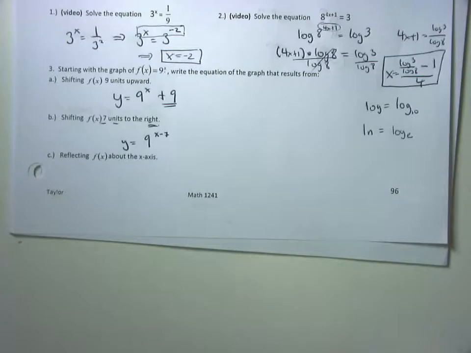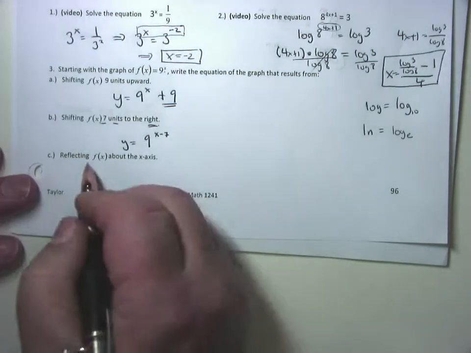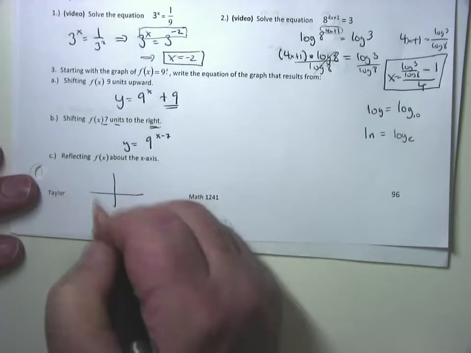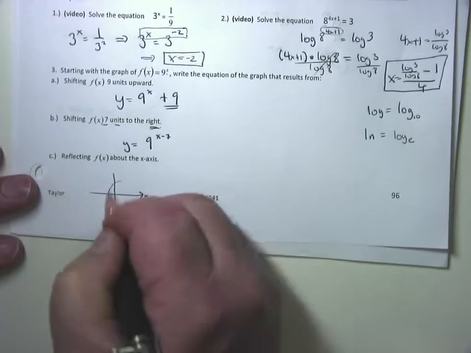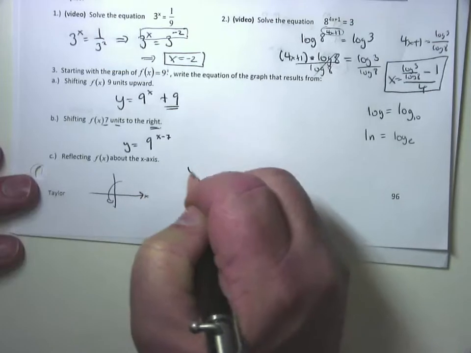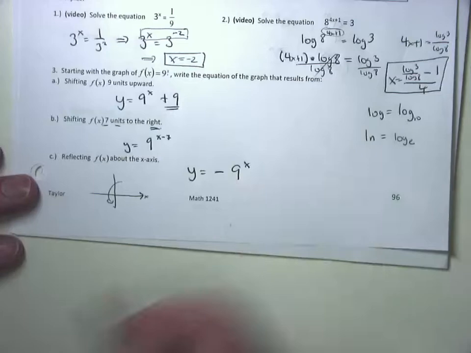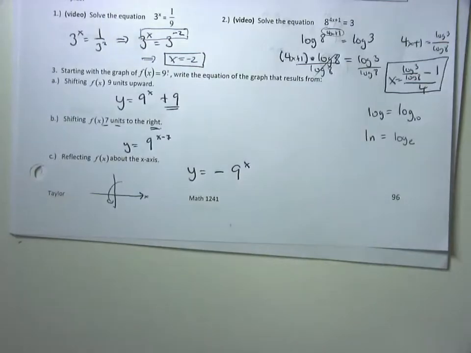Now, what about reflecting? To flip a graph upside down, you make the graph negative. Okay? So here we go. I want you to reflect f of x about the x-axis. About the x-axis means I'm going to flip it upside down, right? And all I got to do is make the function negative. So y equals negative 9 to the x. But this is the deal. What does that negative actually stand for?